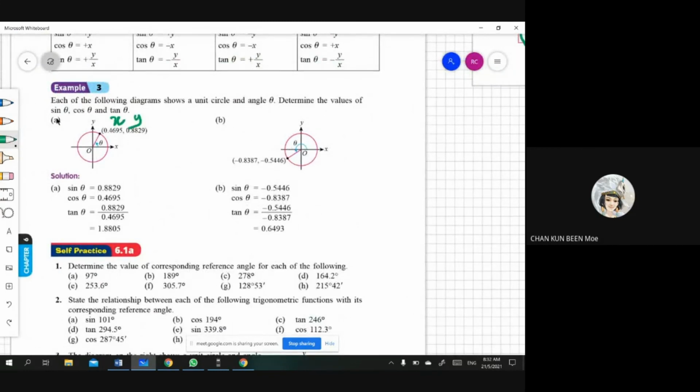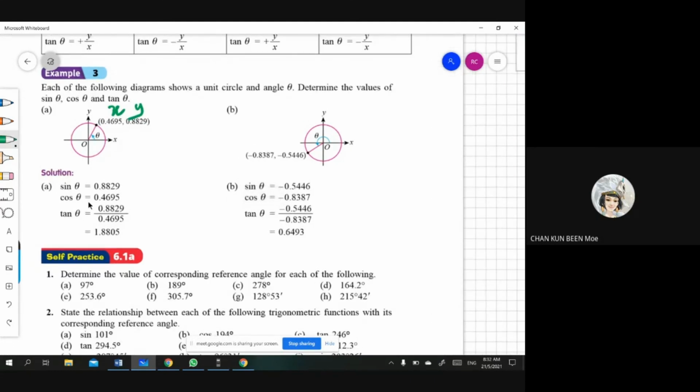So the solution to get sine theta: remember, if it is first quadrant, everything is positive. So sine theta, you're just referring to the coordinate y, which is 0.8829. Sine theta equals 0.8829. Cos theta is equal to the coordinate x, so cos theta is equal to 0.4695. Can you see that? And the last one, tan theta is equal to the y coordinate over the x, so 0.8829 divided by 0.4695, you get the answer.